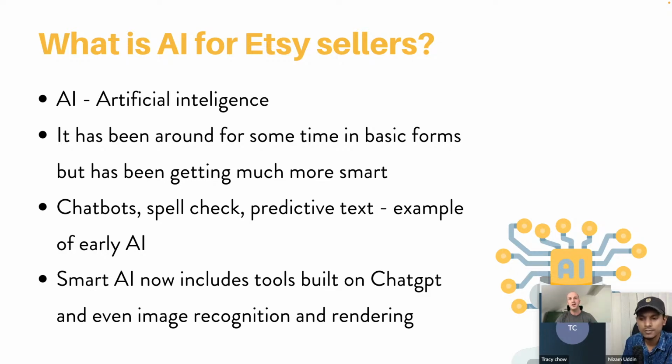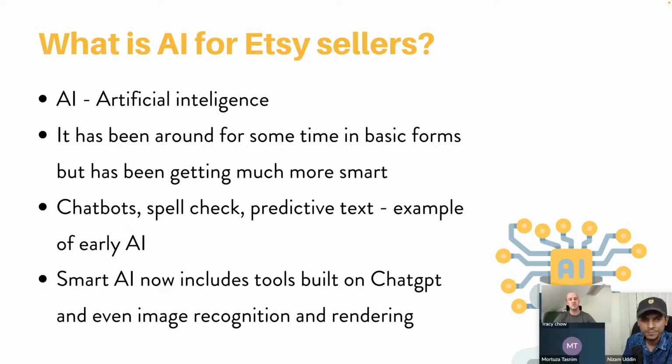Now, it has actually been around for quite a long time. People don't really realize, but AI has been around for longer than ChatGPT. There's been some basic things such as spell check, chatbots, even predictive text. All of these things have a certain level of AI in them. And these are examples of early AI.